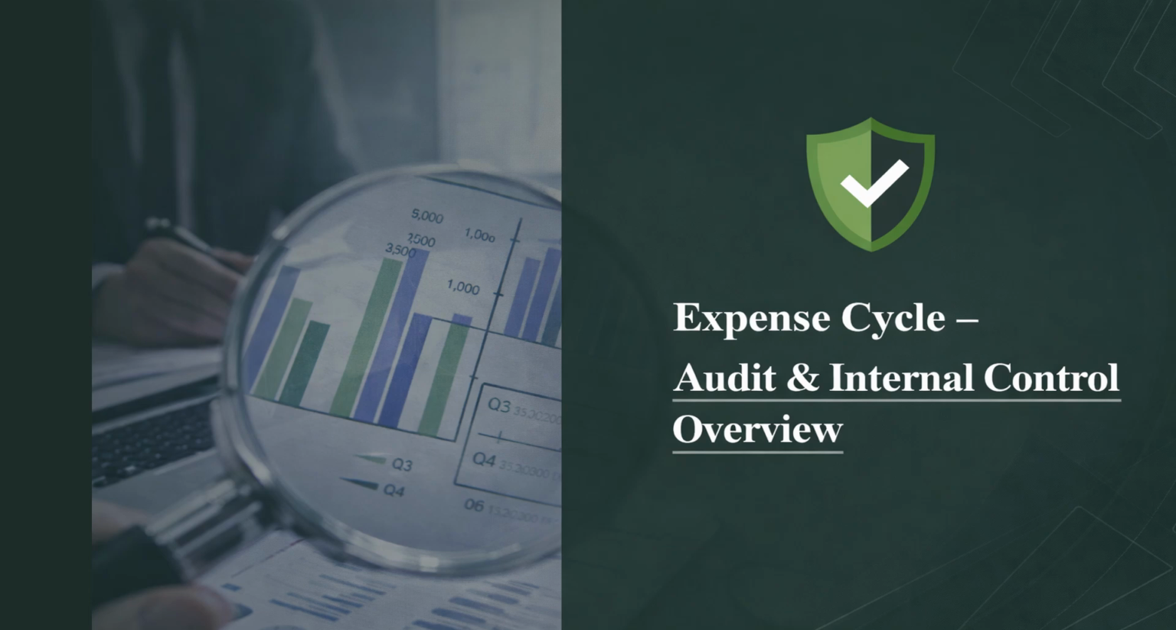This topic is extremely important because expenses directly affect profit, cash flows, and financial statements. Auditors focus heavily on the expense cycle because even small errors here can significantly change reported profits. By the end of this video, you will understand not just what the expense cycle is, but how it works in real businesses and why auditors care so much about it.